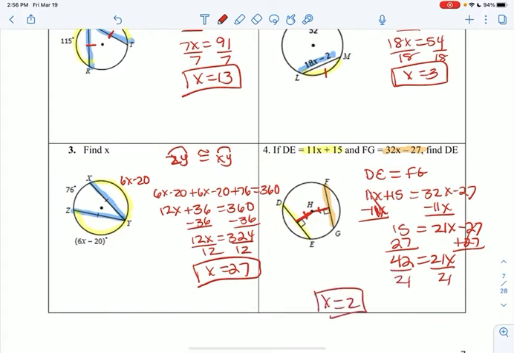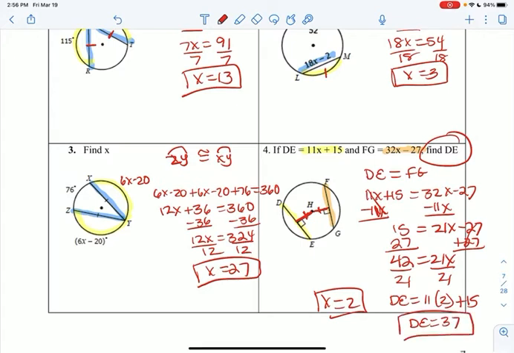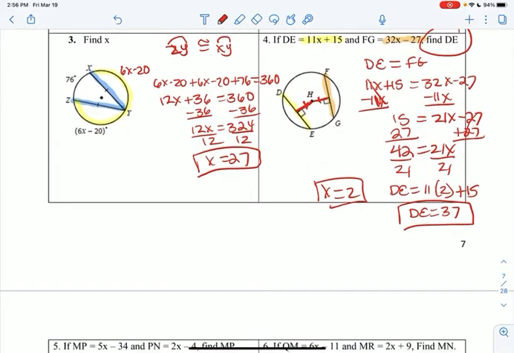Now be careful on this one though, because they're asking me to find DE. So all I have to do is go back and substitute. So DE equals 11 times 2 plus 15. So DE equals 37. All right. And then we have a little bit more practice on this side.